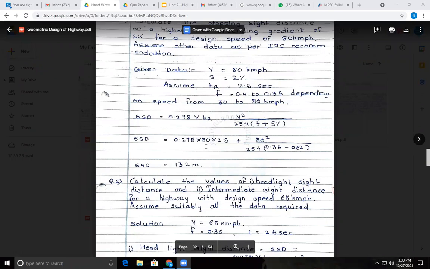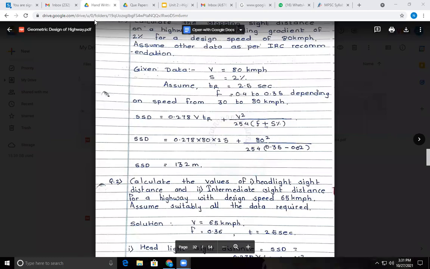Those who have completed first, try to calculate the second problem. Try to solve the second problem. It is given there.